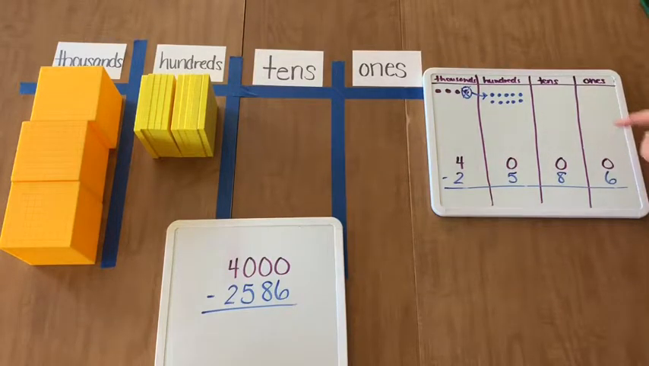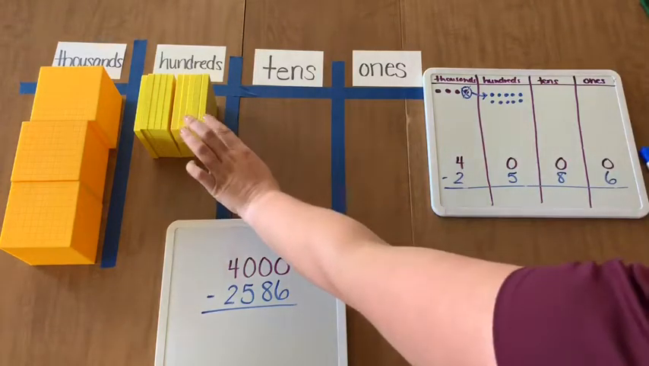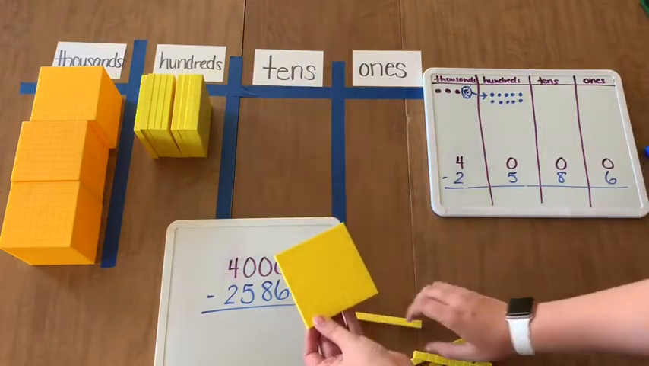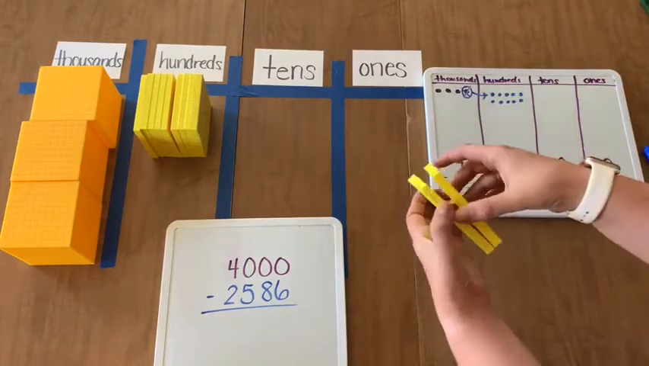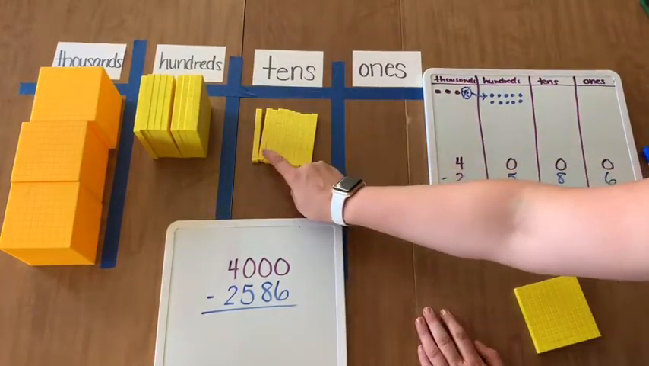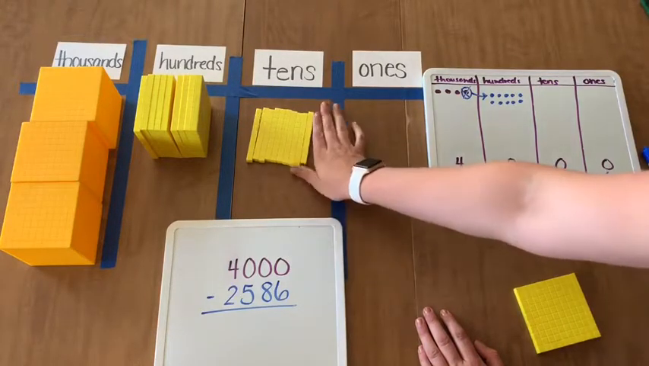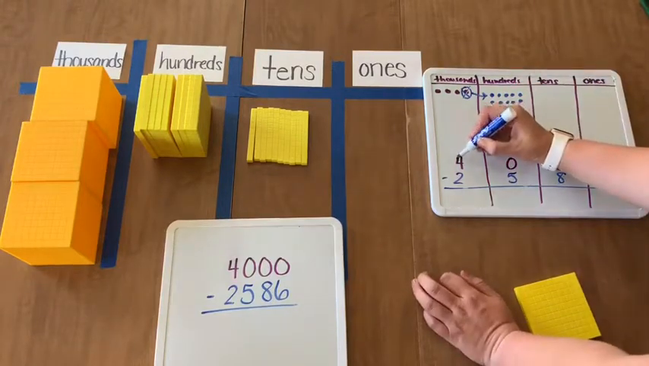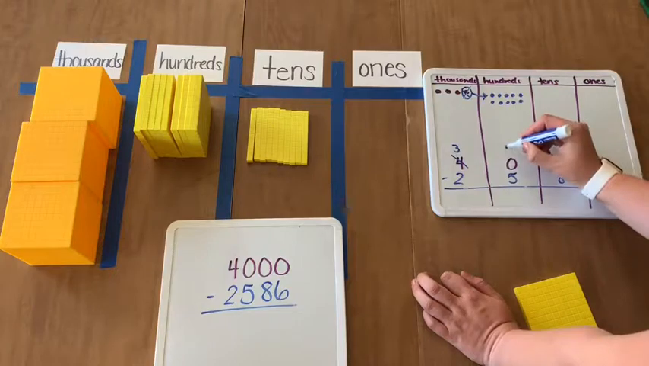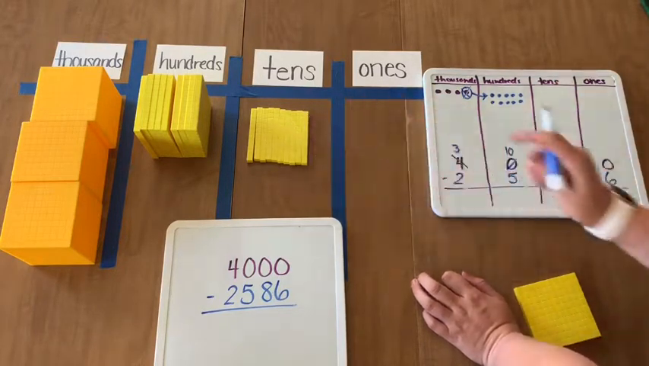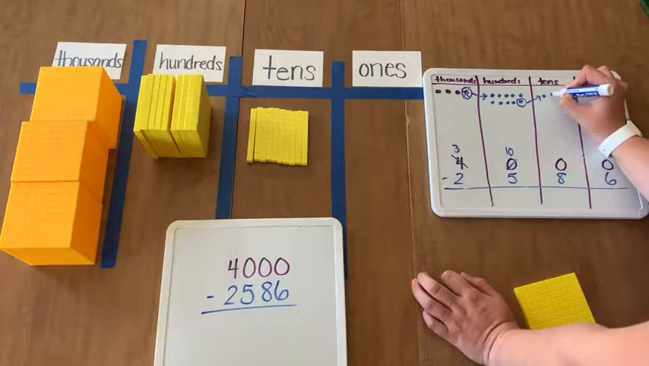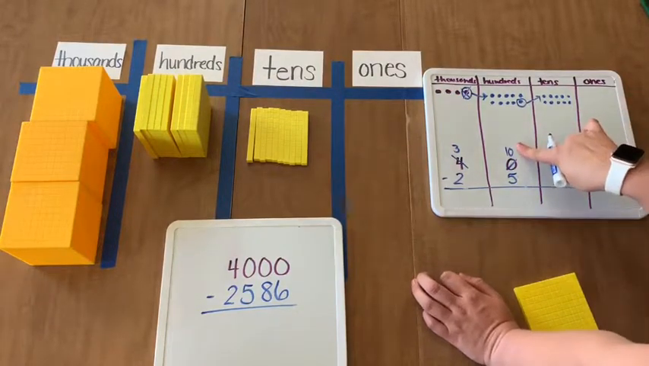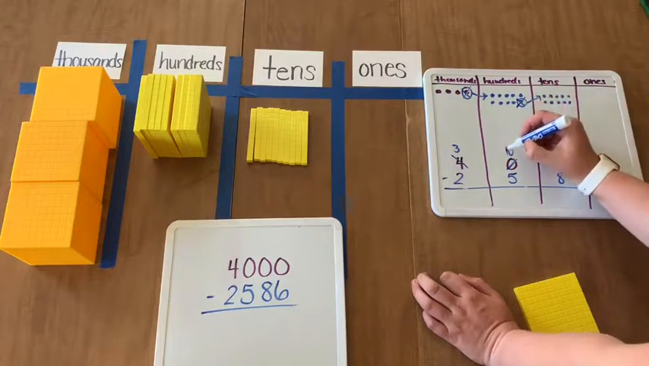Well, I still can't subtract my 6 ones, so I need to take one of these hundreds and exchange it to 10 tens. Oops, had a little mishap there. 100 is the same as 10 tens. I'm taking this 100 and making it into 10 tens. 10, 20, 30, 40, 50, 60, 70, 80, 90, 100. When I regrouped here, I now have 3 thousands, and I regrouped 10. Now that I have 10 hundreds, I'm going to regroup one of them into 10, 20, 30, 40, 50, 60, 70, 80, 90, 100. Now I no longer have 10 hundreds, I now have 9 hundreds.